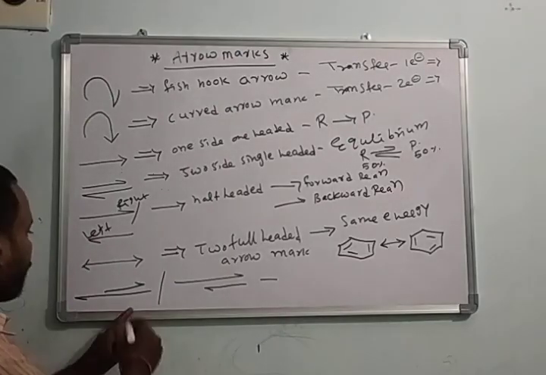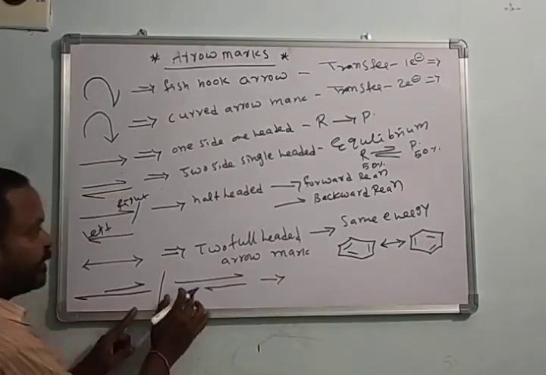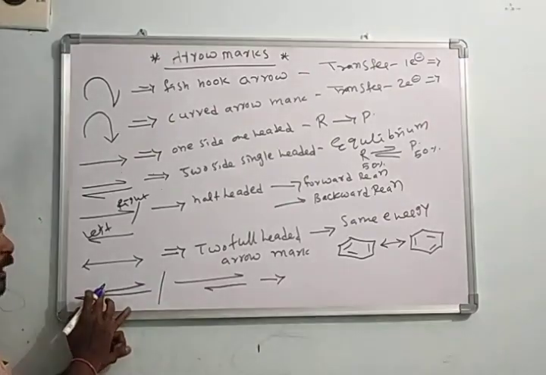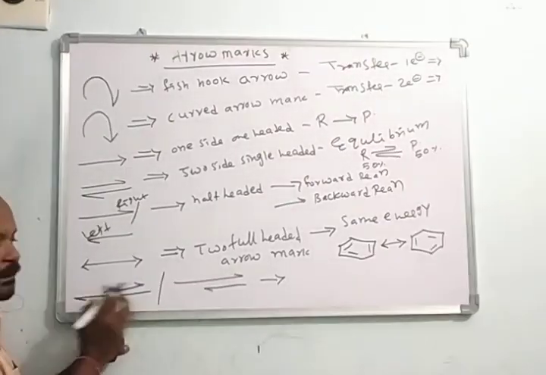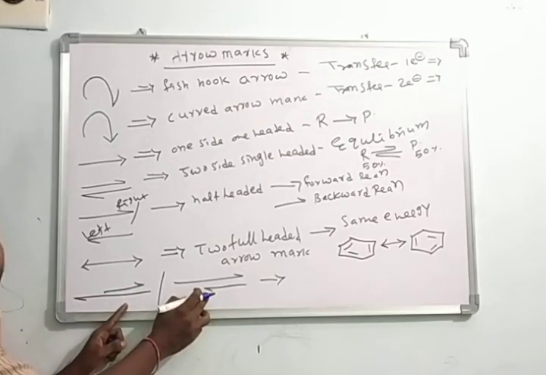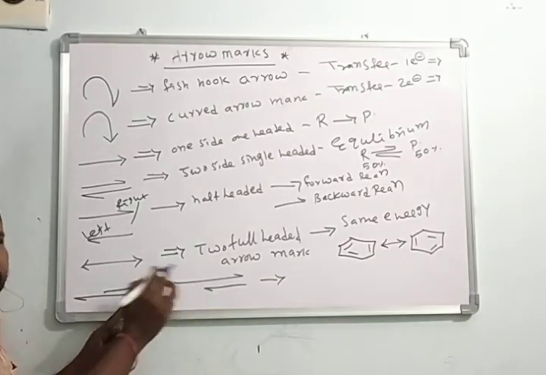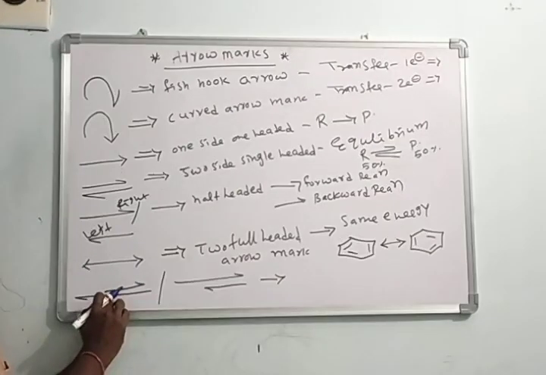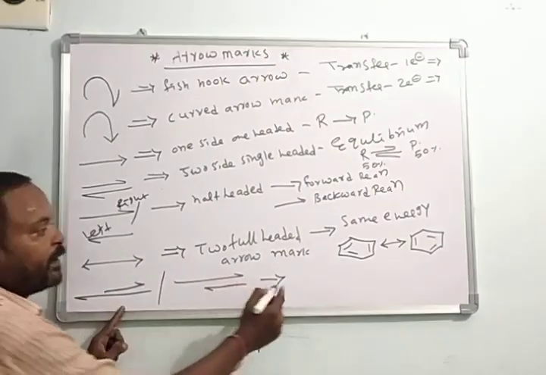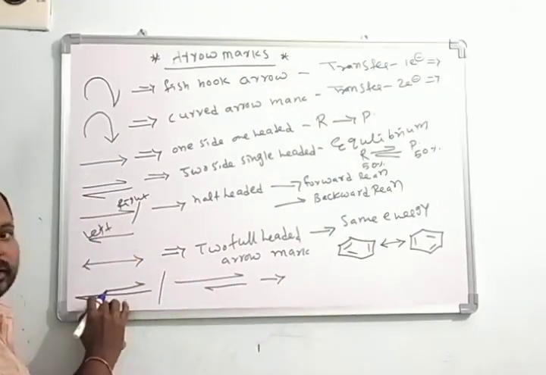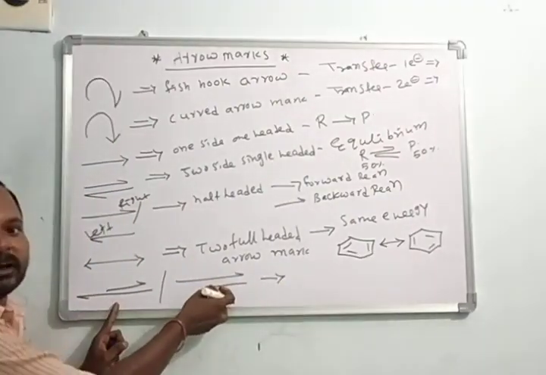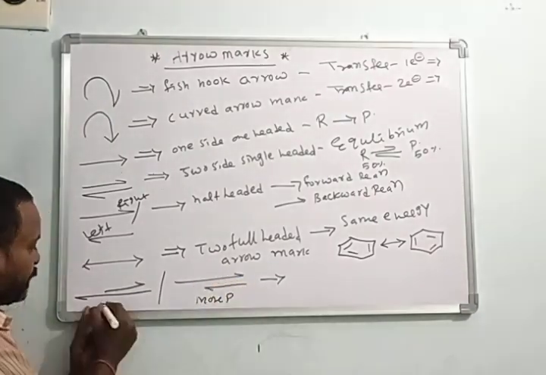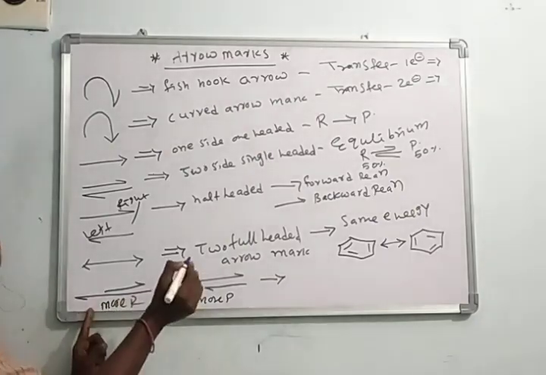Here I indicated an equilibrium reaction, but the length of the forward reaction arrow mark is less here, and here the length of the backward reaction arrow mark is less. That indicates more amount of reactants here, more amount of products here, more amount of products here, and more amount of reactants here.